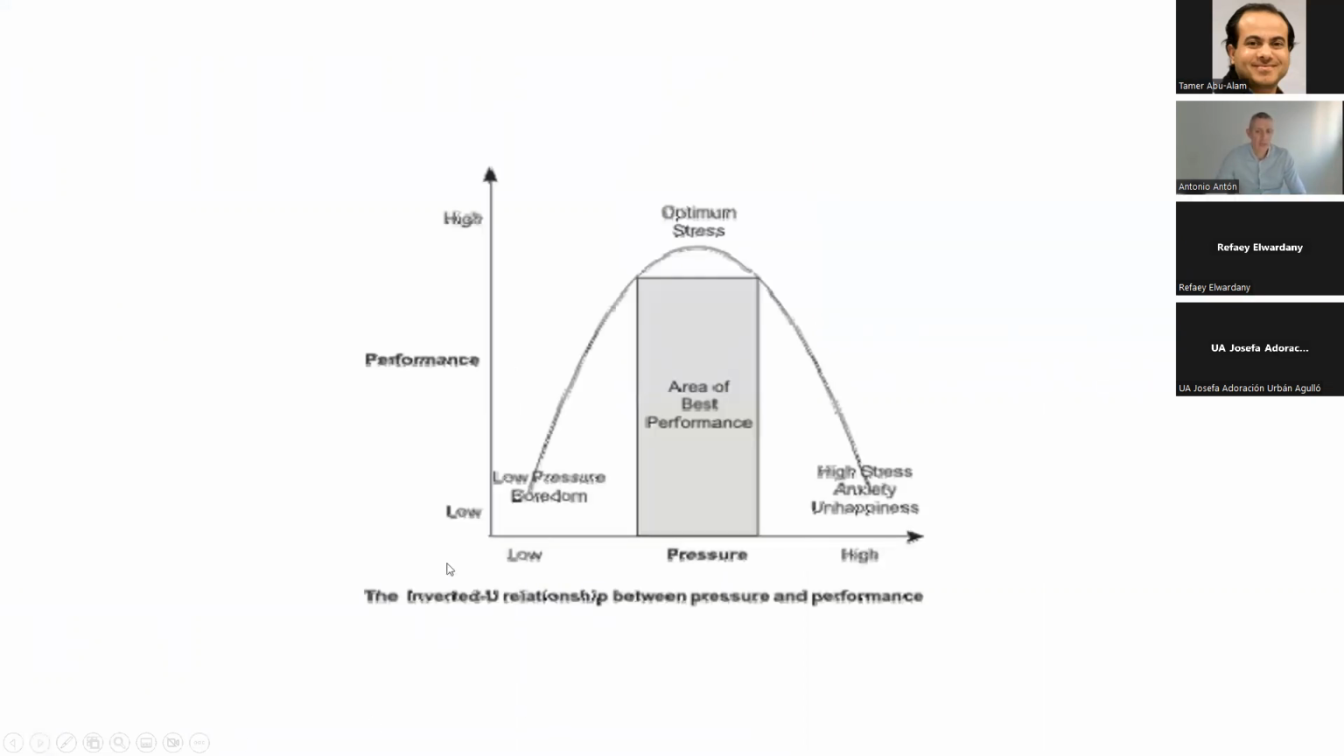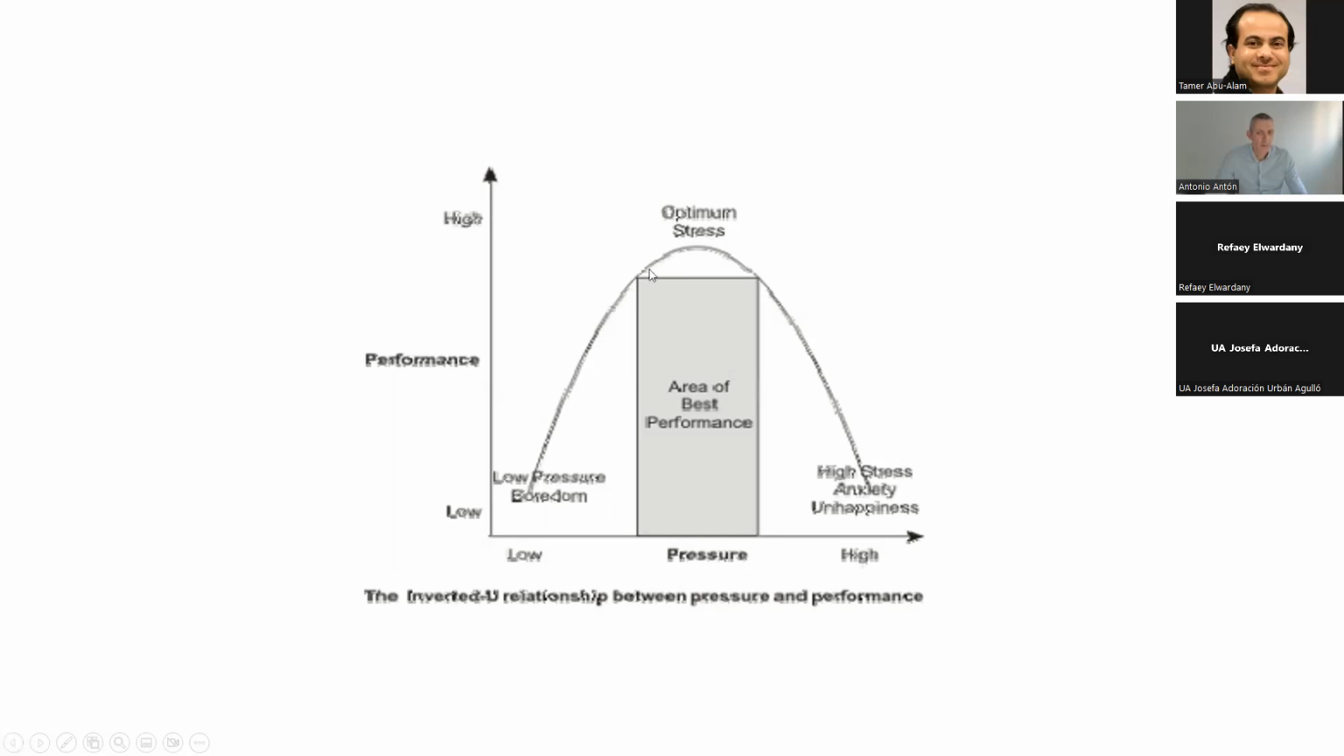And this is a good graphic showing how productivity works. In the optimum, this is the area of best performance. So the extremes are not good. If you are in these positions, you may feel boredom. The pressure is very low and the performance is very low. When you decide to skip tasks, because you need to procrastinate, for instance, if you are bored, you are not doing anything. Low pressure and low performance.